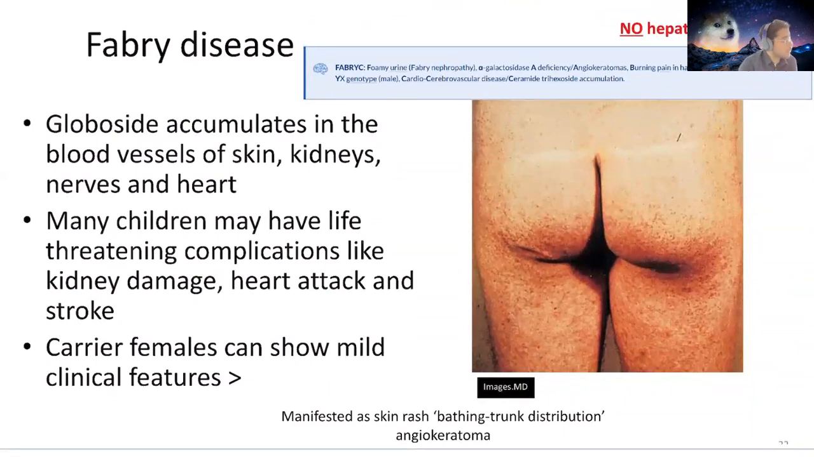Fabry's disease, globoside accumulates in the skin and kidneys and nerves and heart. Once again, buzzword, foamy urine, right? Alpha galactosidase A deficiency. They're going to have really sweaty or dry skin, and it's typically males that are affected.